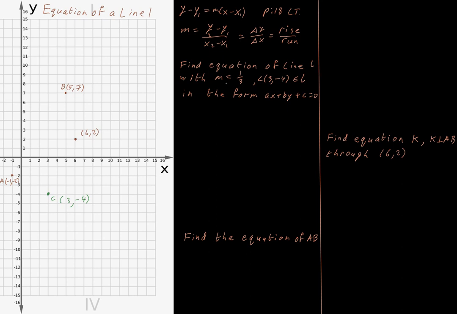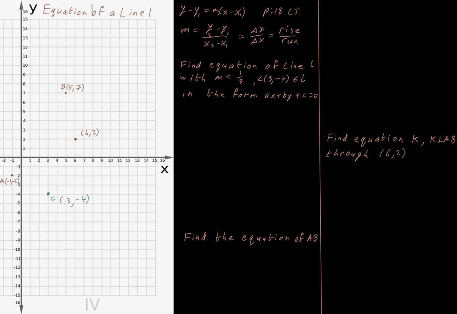Find the equation of a line L with the slope of the line a third and the point C, here in green, at (3, -4), is an element of L. So we're using this set notation because a line is a set of points. So we have a description of the set is what the equation of the line gives us. And we want to have our final answer in the form ax plus by plus c is equal to 0. And this is one of the forms that we can be asked for our line in an exam.